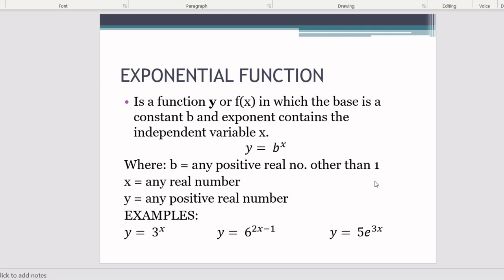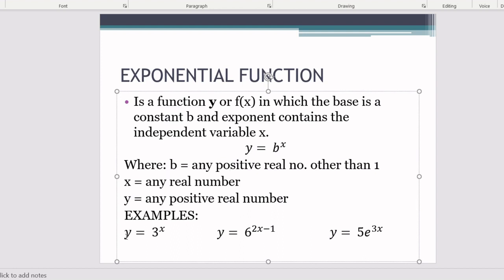So what is an exponential function? It is a function y, or the function of x, in which the base is a constant b and the exponent contains the independent variable x. For example, y is equal to b raised to x. So this is called an exponential function given this form, where b is any positive real number other than 1, x is any real number, while y is any positive real number.